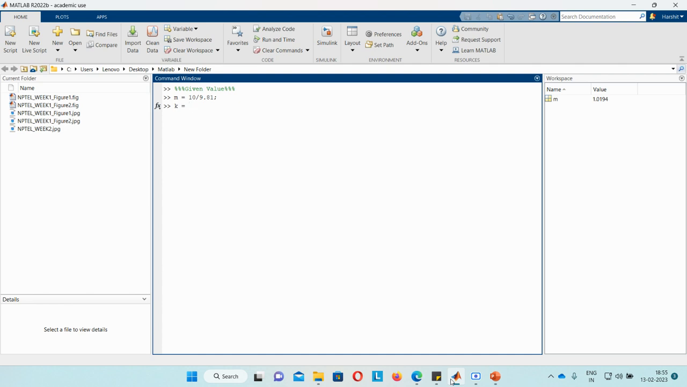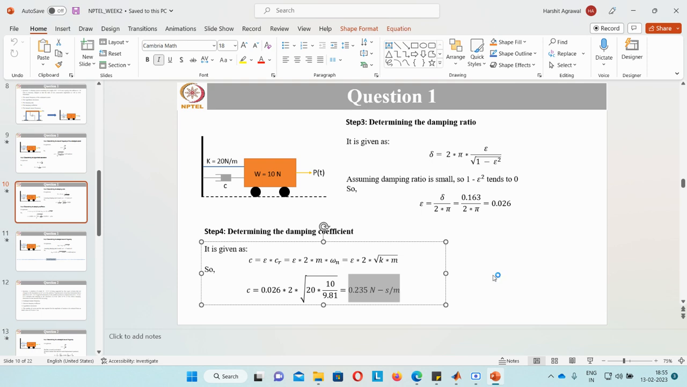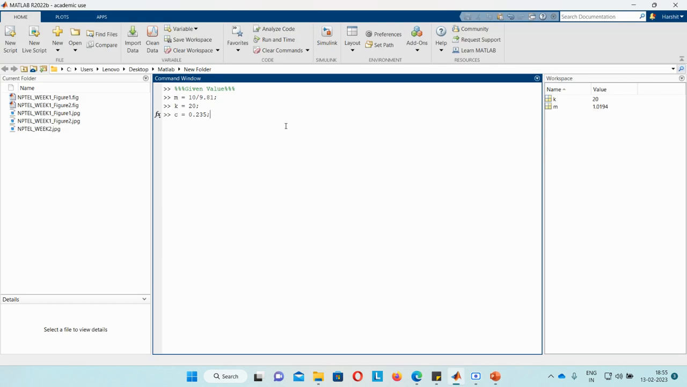K was given as 20 Newton per meter. And the value of C we calculated as 0.235. If anyone remembers, this was the value of C we calculated in step 4. This was the value of C, 0.235 Newton second per meter. So these three values we obtained.